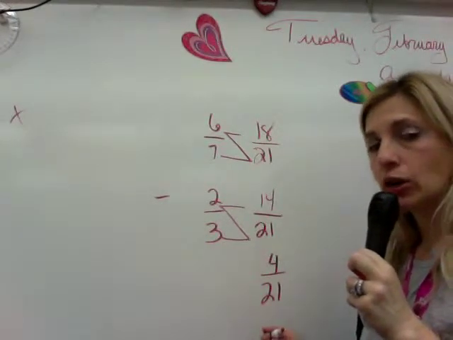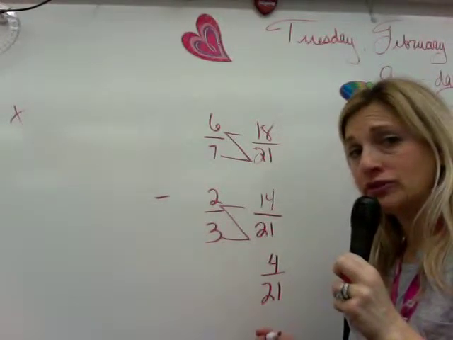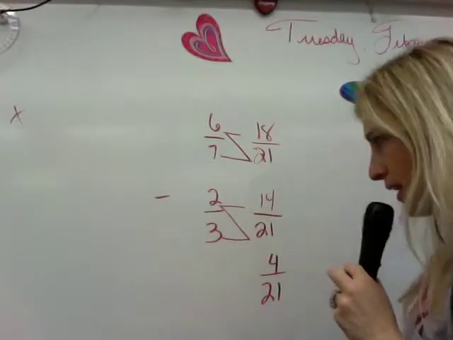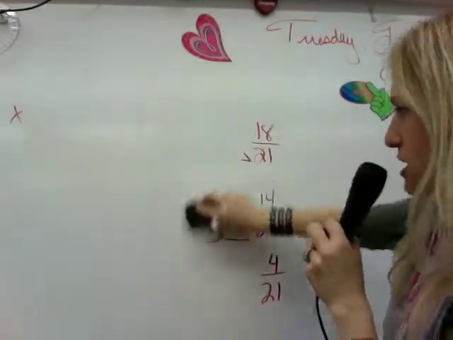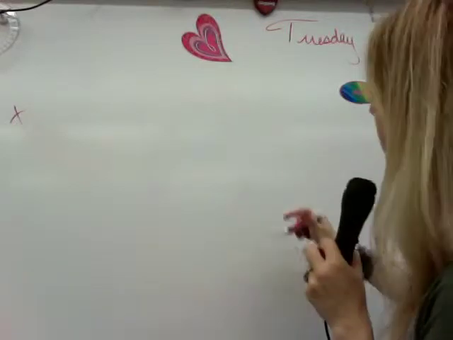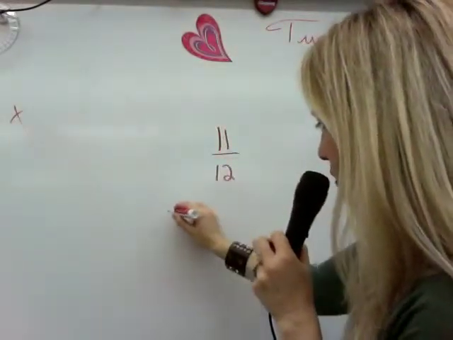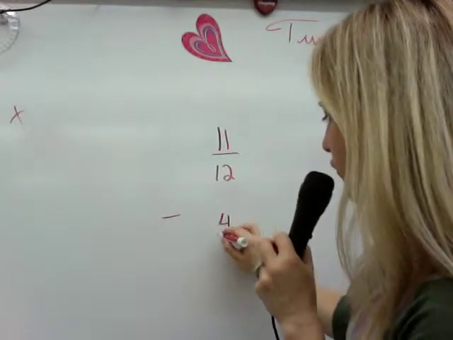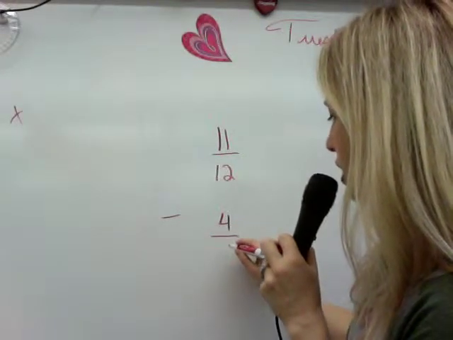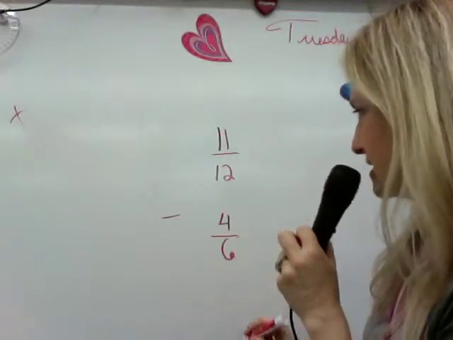This is as low as it can go. There's nothing that can go into both of those evenly, not the same number. That's how you do subtraction. I'm going to put one on the board for you to try: 11 over 12 minus 4 over 6.